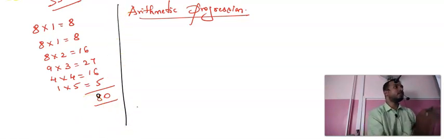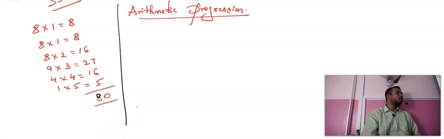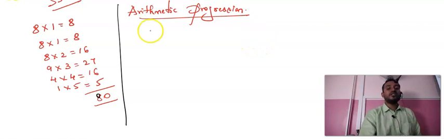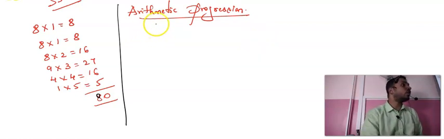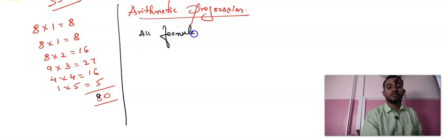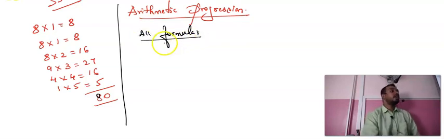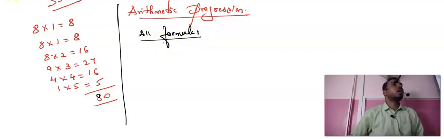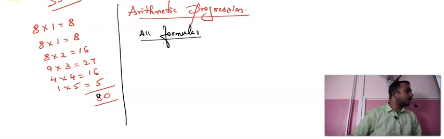Now let me go step by step. Got it? Good. Arithmetic progression. Now first you have to make a list of all the formulas. Kindly first make a list of all the formulas. Now let me have a recap regarding which formulas are there in this chapter.